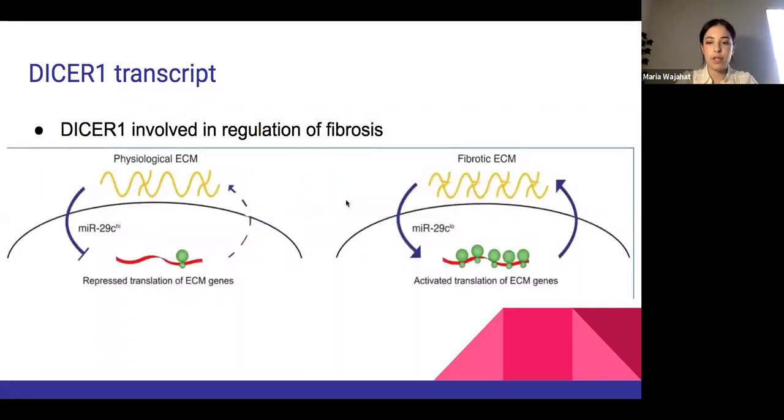For a visual, you can see here the microRNA 29 complex. Dicer1 binds with this and works with microRNA 29. And when fibroblasts sense the fibrotic ECM, that further leads to more fibrosis and less microRNA 29 complex being present.